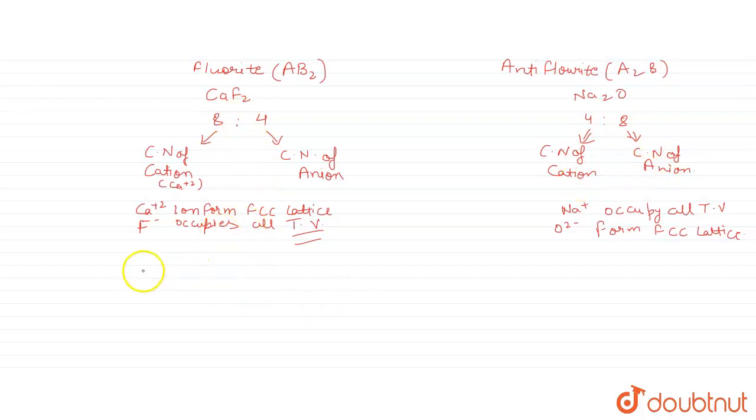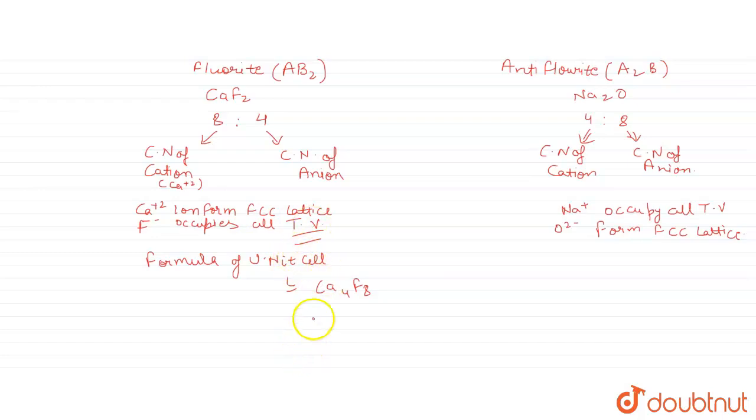The formula of the unit cell in this case is Ca4F8, because the effective number of Ca+2 ions is 4 and the effective number of F minus ions is 8. The tetrahedral voids are 8 and F minus occupies all the tetrahedral voids.